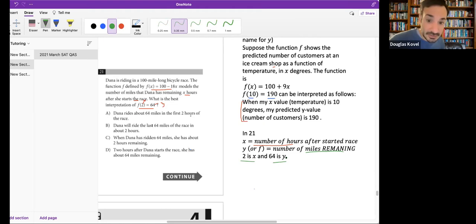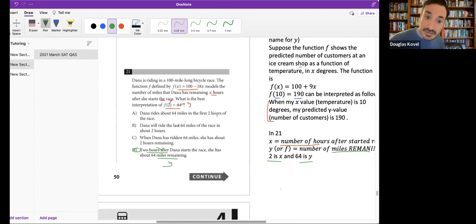So I'm trying to look for a choice that tells us that. And the only one that really does that is D. So 2 hours after she starts the race, that's my x, she has 64 miles remaining. That's y, so D would be correct. You see other choices might look kind of similar, but they're not quite the same. Like C, for example, is saying she's ridden 64 miles, but remember, y is not how many miles she rode, it's how many miles remaining. So I really recommend this approach: figuring out what your x is, what your y is, and the units in your own words, and then looking at the choices to try to see a match. That could be a very useful strategy, similar to the reading section where we said predicting answers in your own words could often be helpful.